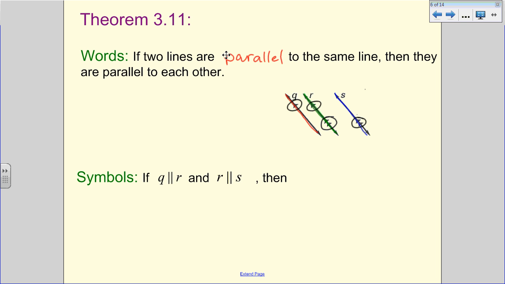But what we're saying with this theorem is if Q is parallel to R and R is parallel to S, it's kind of like that transitive. Then Q is parallel to S. We can kind of jump all the way through. Because if Q and R are never intersecting, and R and S are never intersecting, then there's no way for Q and S to intersect.